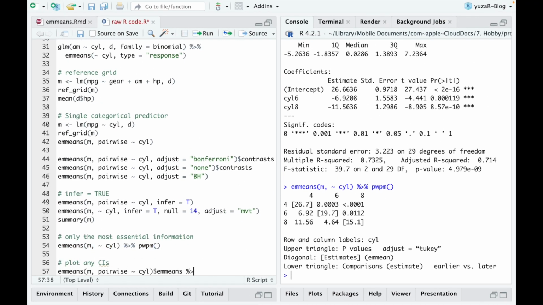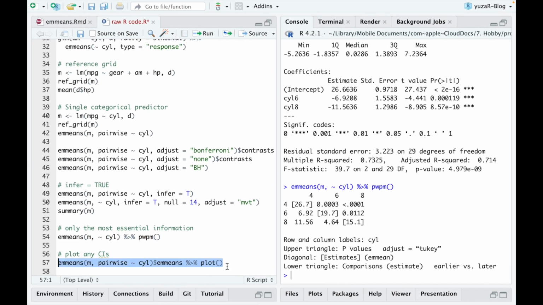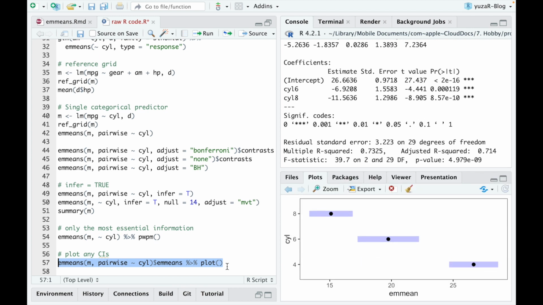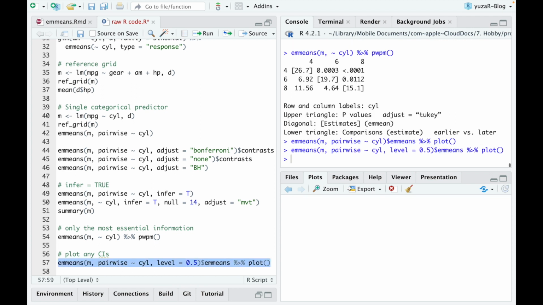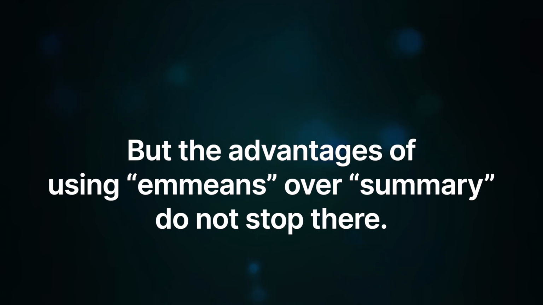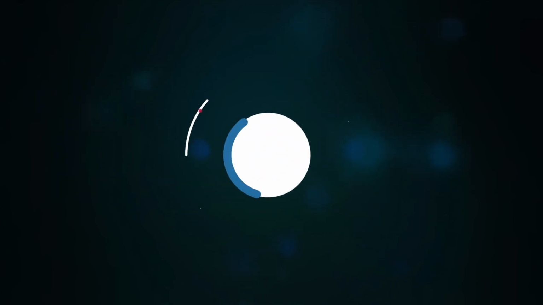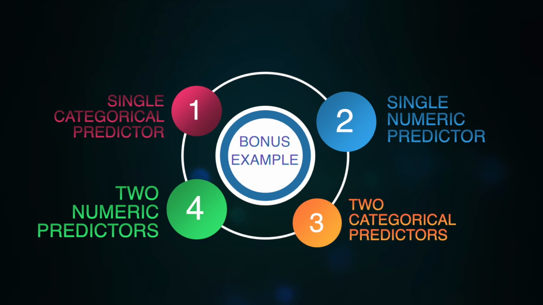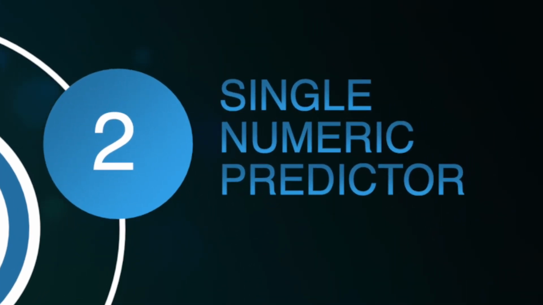Another advantage of emmeans over summary function is that we can easily plot our estimates with their 95% confidence intervals by using a plot command. The 95% confidence intervals are the default, but you can change them with level argument if you want to. But the advantages of using emmeans over summary do not stop there. The benefits are even more pronounced if we analyze numeric predictors.